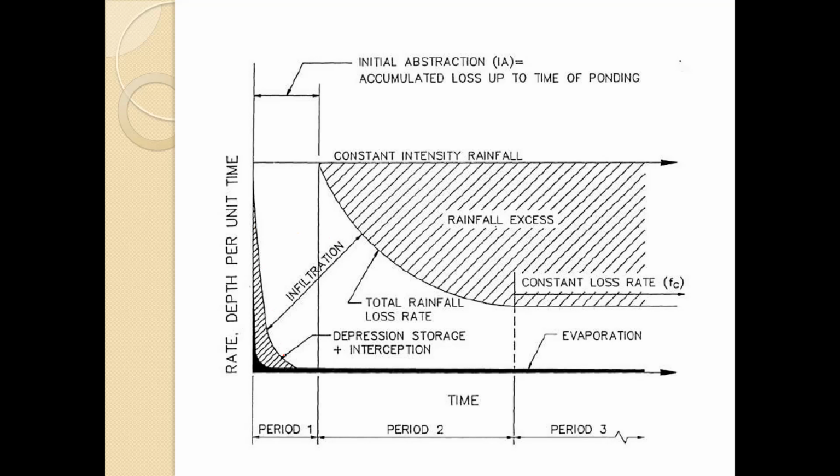After the depressions are fully saturated or filled, infiltration takes place and it goes on decreasing as the rainfall continues, and the remaining rainfall is nothing but the excess rainfall. Continuously, evaporation is also taking place. Initially the evaporation rate is high, but as time passes evaporation is at a continuous rate. So this is nothing but the abstractions of the runoff. This shows it in this graph over here.